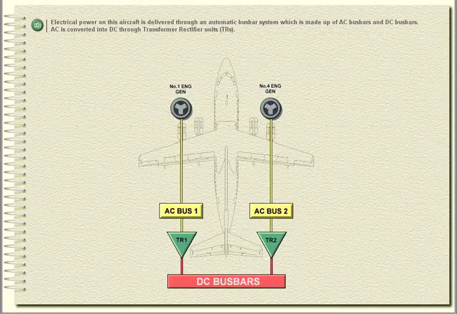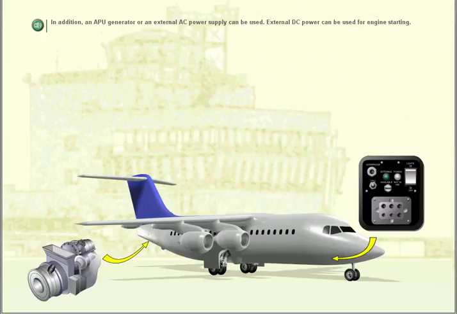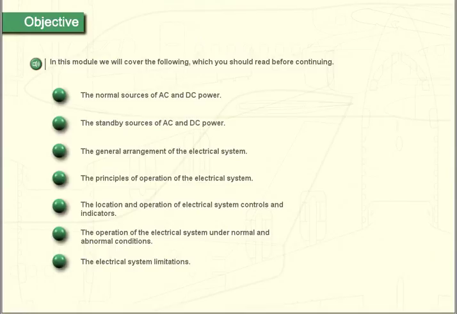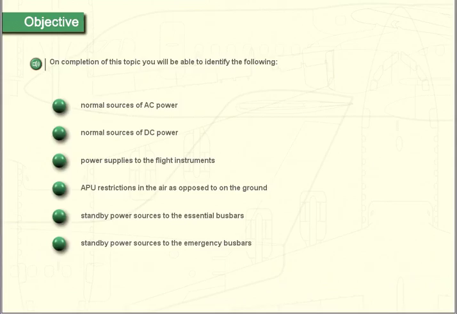AC is converted into DC through transformer rectifier units. In addition, an APU generator or an external AC power supply can be used. External DC power can be used for engine starting. In this module we will cover the following, which you should read before continuing. On completion of this topic, you will be able to identify the following.